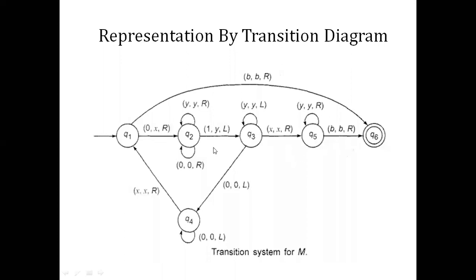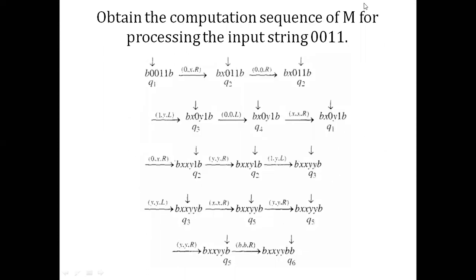Again, you can have one or many final states and the rest of the things remain the same. So Q1 is the initial state, Q6 is the final state, and these many transitions have been defined. Now you can get a question which asks you to obtain a computation sequence of the Turing machine M for processing a particular input string, and the input string is given.